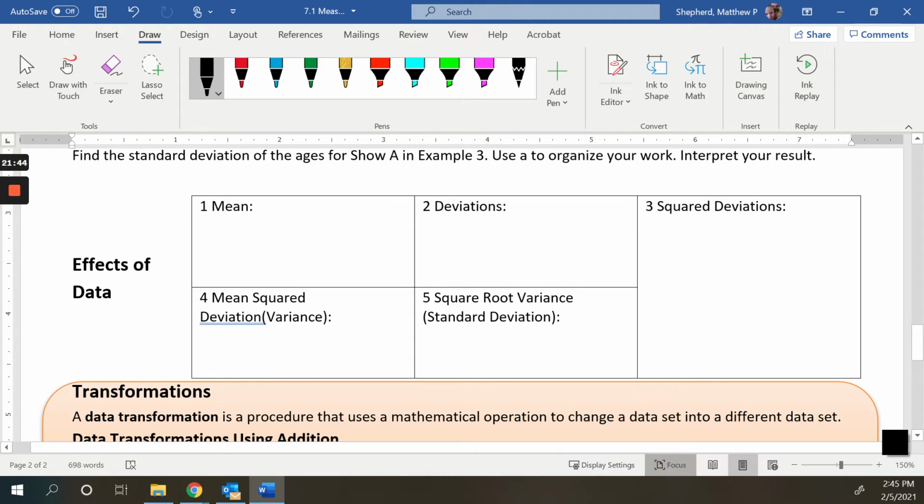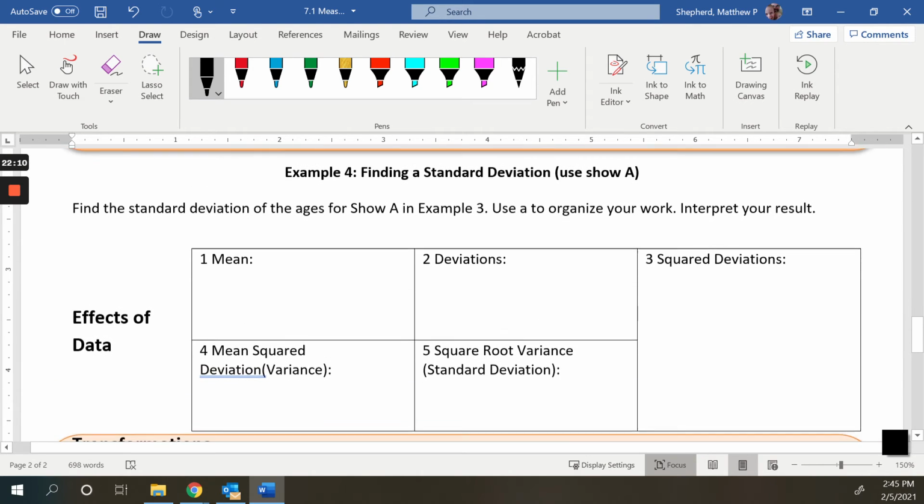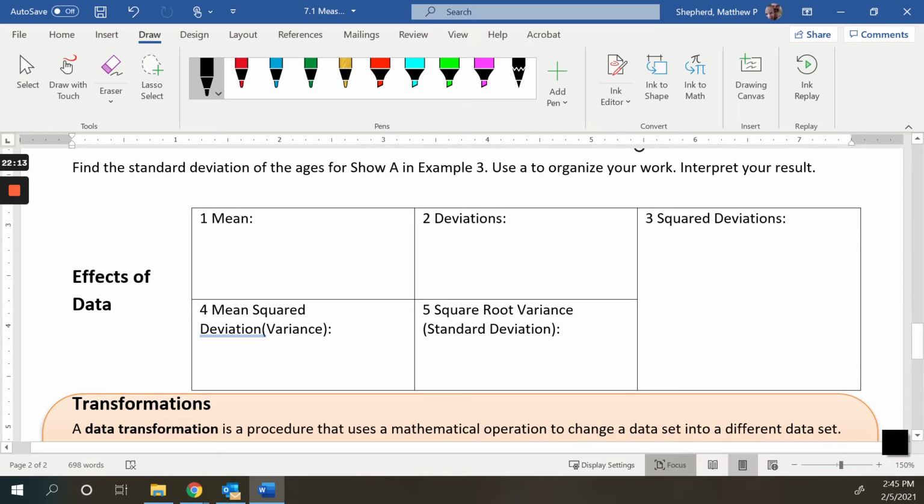Now, bear in mind, I'm going to walk through the calculations right now, and we're going to do them step by step. For the most part, I would not do this by hand. In the future, I will have you using a calculator. I do it by hand right now because I want to show you the process so that it makes more sense what it is saying. Okay? And so that's why we will do it this way right now. So we're going to use show A from example 3 in order to do this.